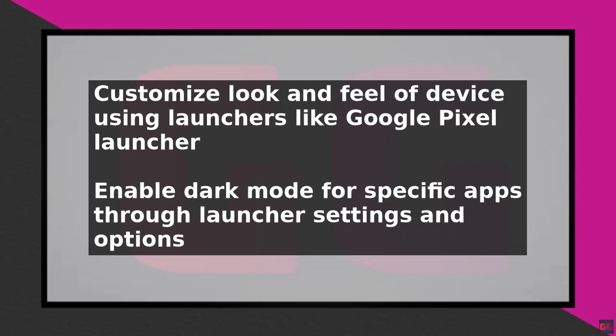By following these steps, you can enable dark mode on any app on Android, either through system-wide settings, developer options, or in-app settings. This can help reduce eye strain, conserve battery life, and improve the overall user experience.